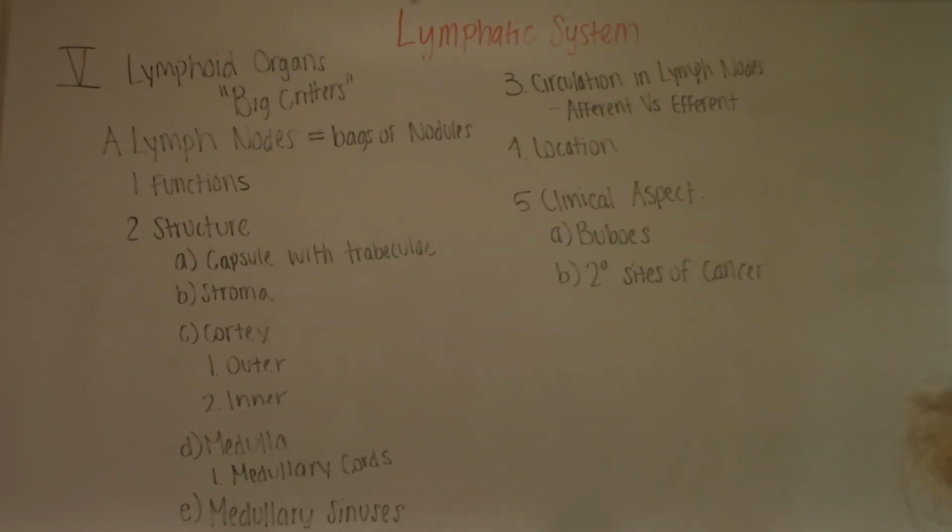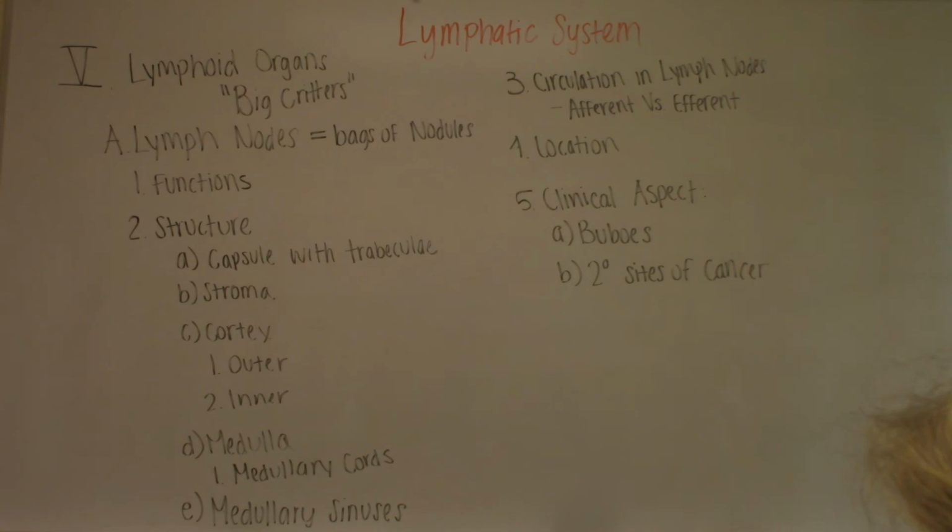Next, we're going to talk about the lymphoid organs, also known as the big critters. Lymph nodes are bags of nodules. Their functions are filtering lymph fluid and removing bacteria and debris. They participate in immune system activation.